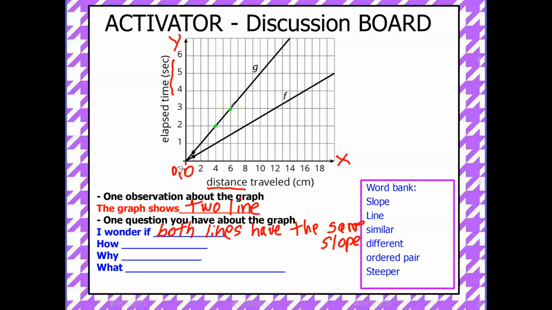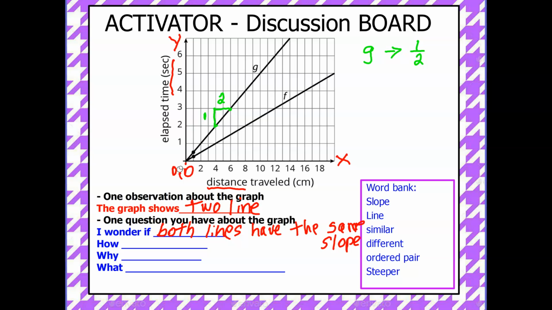and find the slope. So for this line, from 2 to 3 is 1, and from 4 to 6 is 2. So the slope of line G is 1/2.